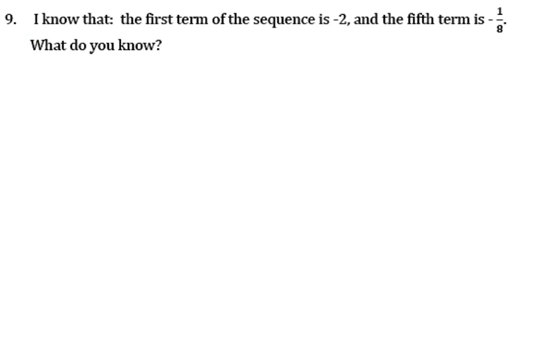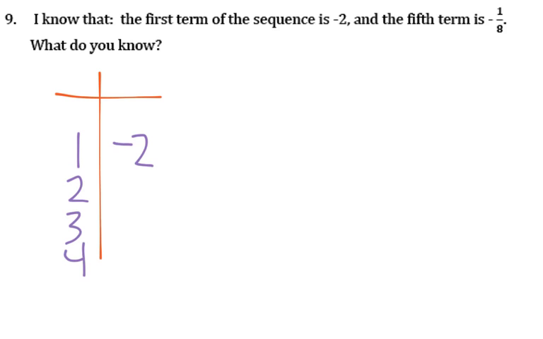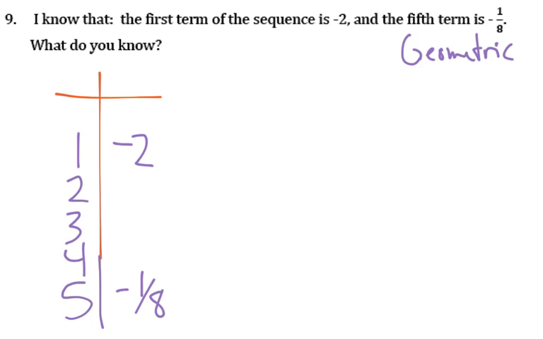Alright, number 9. The first term of the sequence is -2. So we'll start off with our table. So we know that this first term is -2, and the fifth term is -1/8. What do you know? Okay, this is those geometric means. This is the ones that got tricky. So we know it's geometric. We don't know our ratio yet. We don't have enough information to figure out anything else. But I do know that we're dealing with geometric means here.